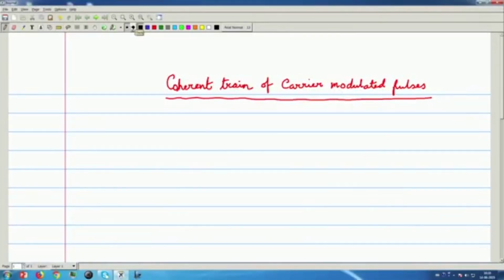Welcome to this NPTEL lecture on techniques and principles of modern radar systems. We have seen in the previous class the concept of delay resolution constant and Doppler resolution constant. We have evaluated that for a single rectangular pulse. Today, we will evaluate it for a more realistic case of a coherent train of carrier modulated pulses.